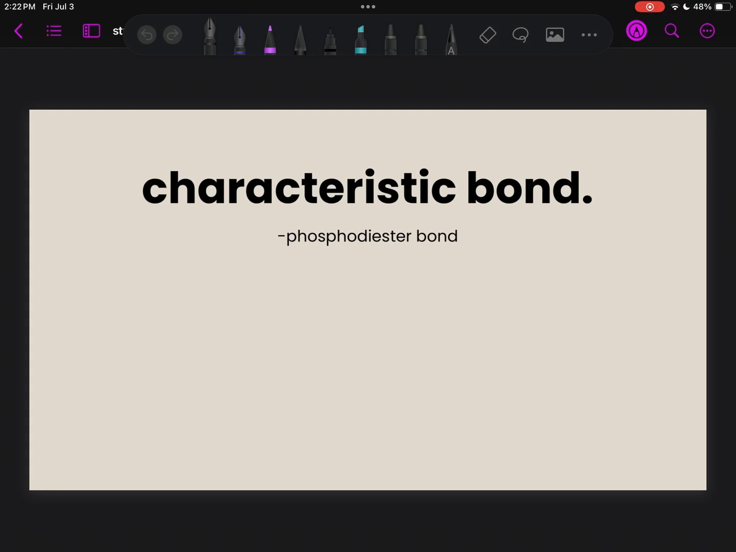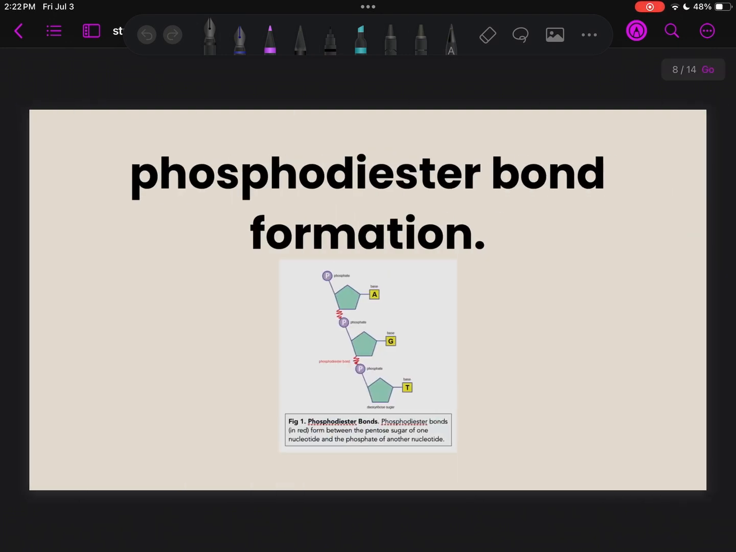We don't actually have to draw out a phosphodiester bond, but just to know the name and what structures it goes between. So as it shows in this diagram, the phosphodiester bonds, which are labeled in red, form between the pentose sugar of one nucleotide and the phosphate group of another nucleotide.